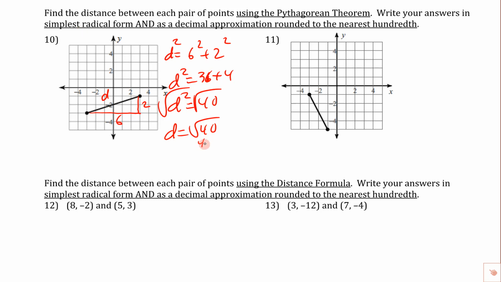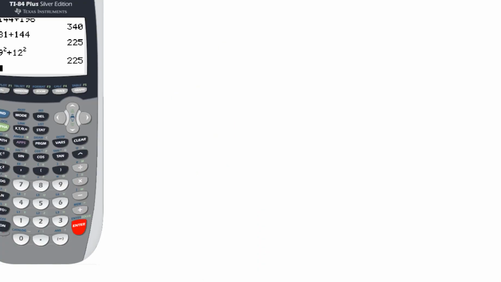So this is 4 times 10, which is 2 times 2 times 10. So we got a pair of 2's and a 10 stuck on the inside. So there is simplest radical form. Let's come up with a decimal. And I'm hoping you know that this is going to be a little bit bigger than 6. It's got to be bigger than 6 because it's got to be bigger than either one of the legs. So let's check and see what we get here.